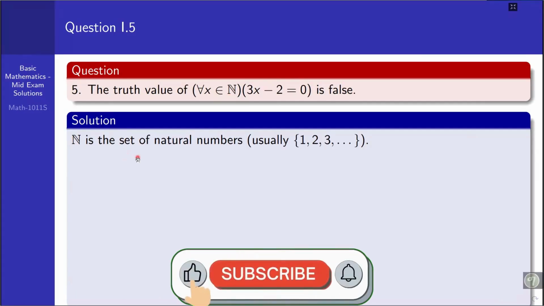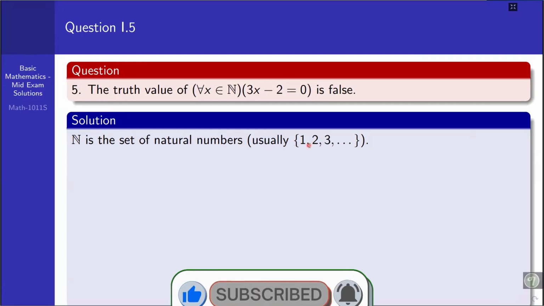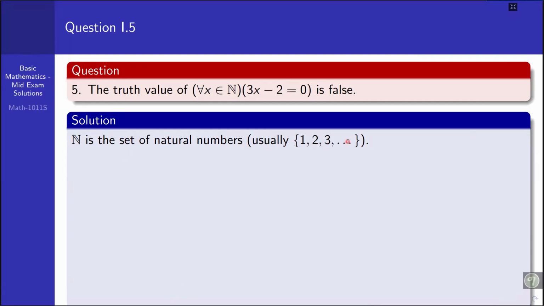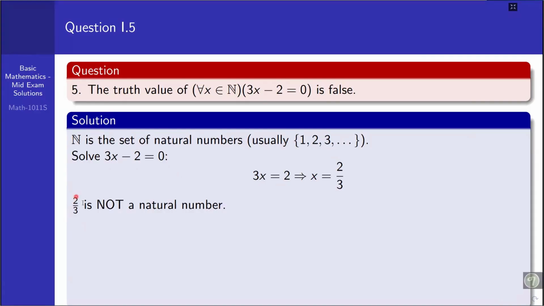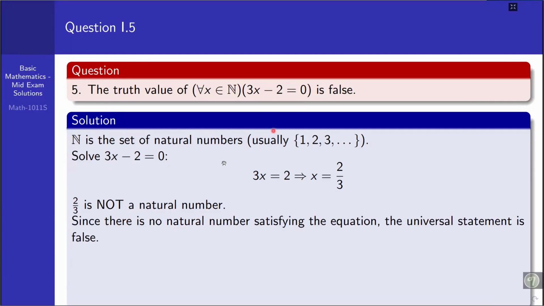But the set of natural numbers is simply the set containing 1, 2, 3 and the other positive natural numbers. When we solve the equation 3x minus 2 is equal to 0, it is satisfied, or simply becomes true, whenever x is equal to 2 over 3. But we know that 2 over 3 is not a natural number. That means there is no natural number that can make this statement true, not even 1. Therefore, since no natural number satisfies the equation, the universal statement is false.